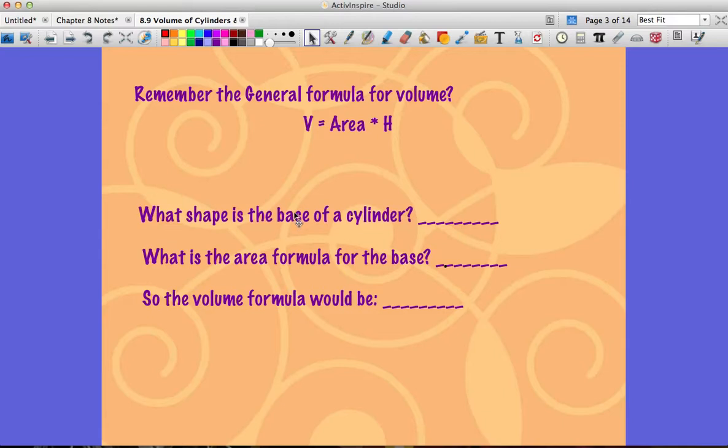All right, so what is the shape of the base of a cylinder? We know that this is a circle. So now we have to remember the area formula for a circle. In this case, area equals pi r squared. So the volume formula for this would be volume equals pi r squared times h. This is why we say that the volume is area times height, because otherwise you'd be memorizing a lot of different formulas. So in this case, we're going to replace area with pi r squared.